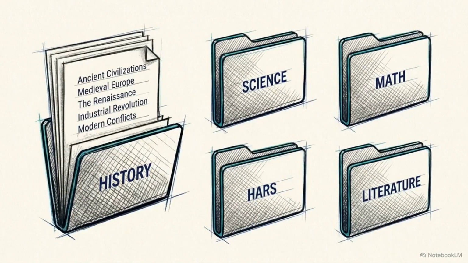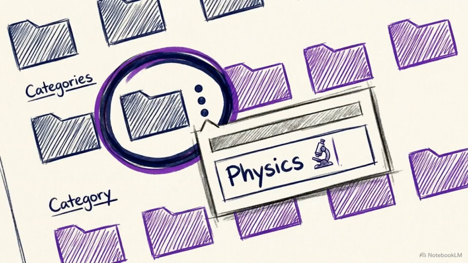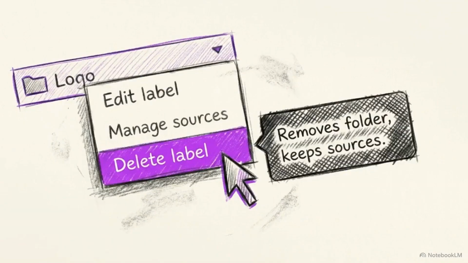You maintain total control over these new categories. Expand any folder to see the sources inside, or click the 3-dot menu next to a label to rename it or add emojis to visually separate your topics. If you decide a category isn't useful, you can delete the label entirely.